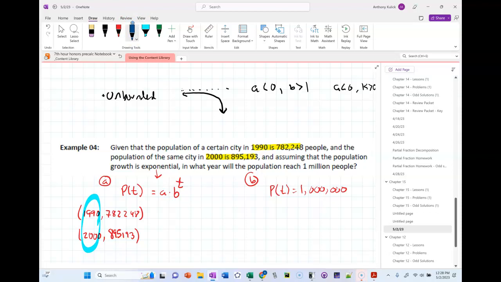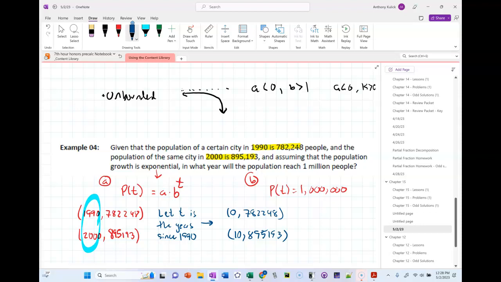So instead what I'm going to do is I'm going to say, well, what if t is the years since 1990. If I do that, then that first point would turn into 0, 782,000, yada, yada, yada. And the next point would turn into 10, comma, 895,000, yada, yada, yada, right?